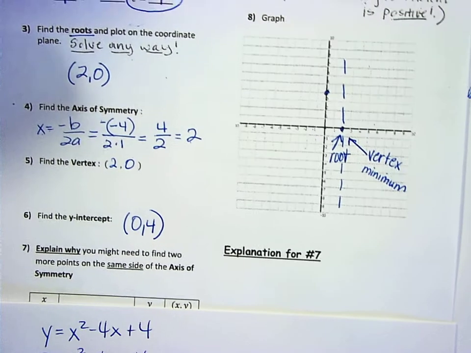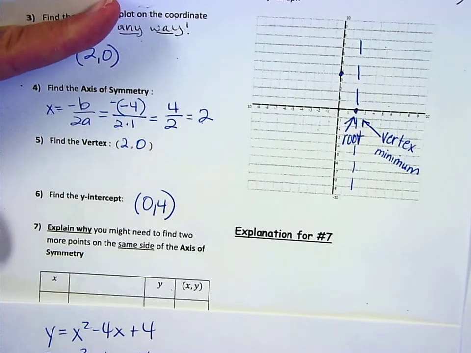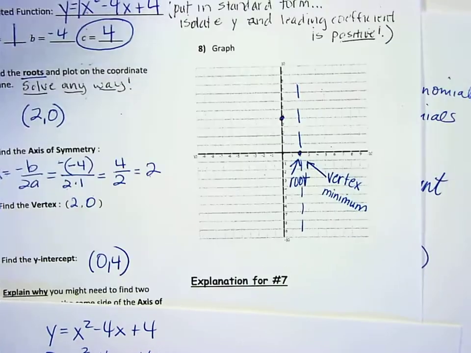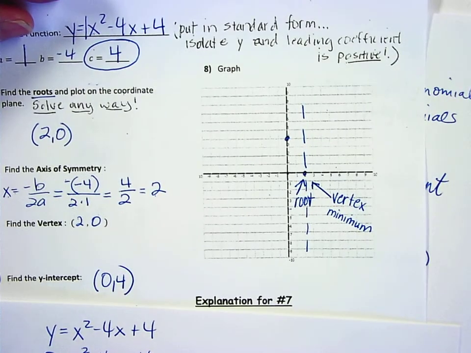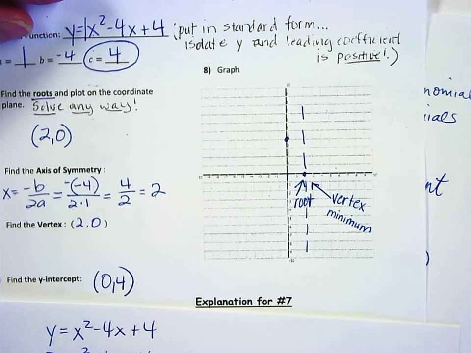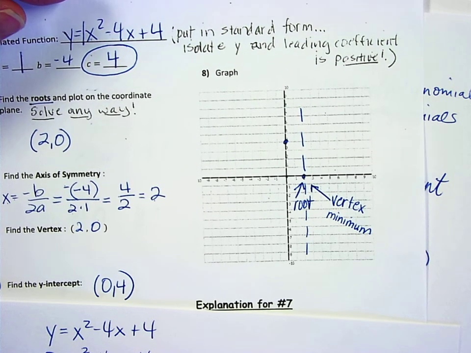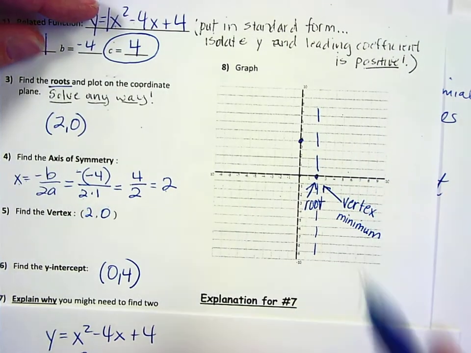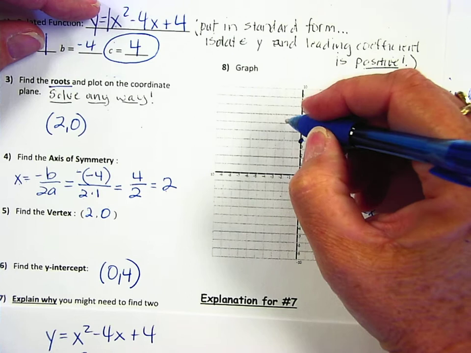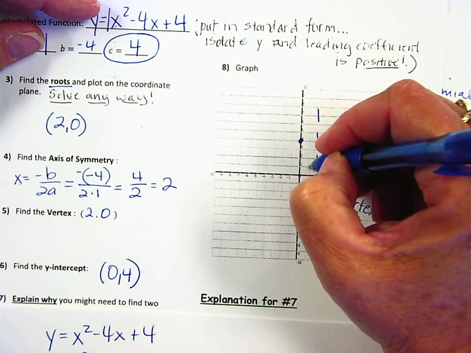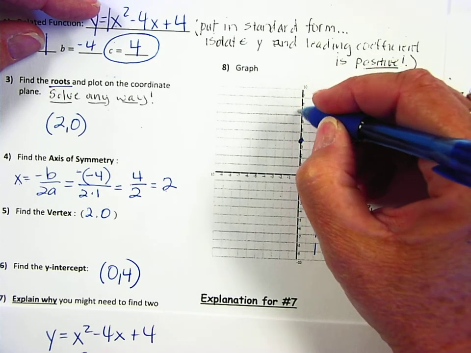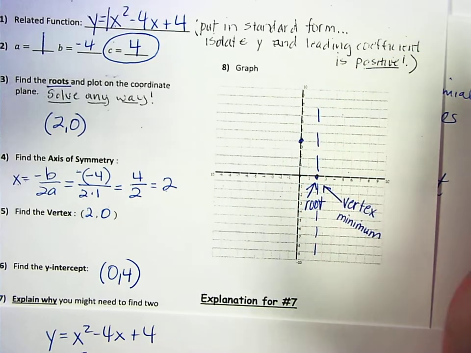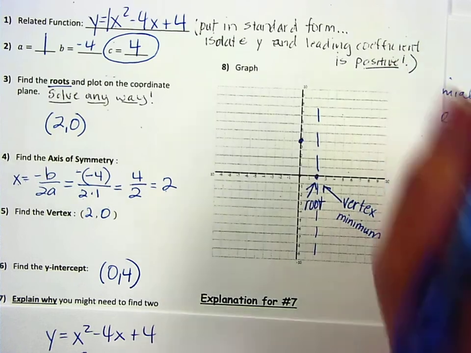And it says, explain why you might need to find 2 more points on the same side of the axis of symmetry. Well, the reason I want more points is because the more points I have, the more accurate my graph is. With these 2 points right here, that's not really accurate at all. Is my graph going to come out like this, or is it going to come barely up like here and turn and come back up? What's it really going to look like? How wide is it going to be?